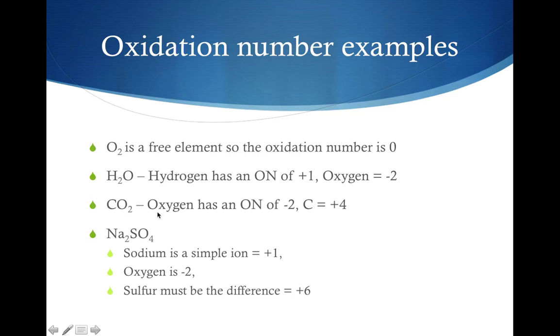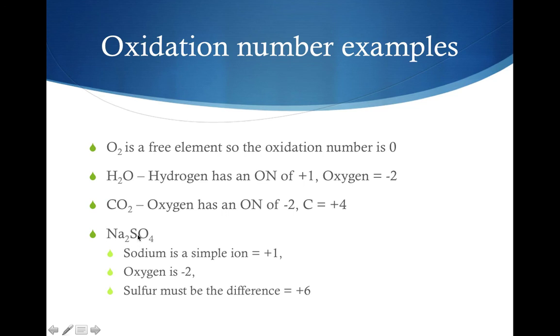Okay? CO2. Now here's one that wasn't on our list, carbon. But we know that oxygen has an oxidation number of -2. We know that the overall charge has got to be 0. So there's two oxygens, so 2 times -2 is going to give us -4. To get from -4 to an overall charge of 0, carbon must be +4.